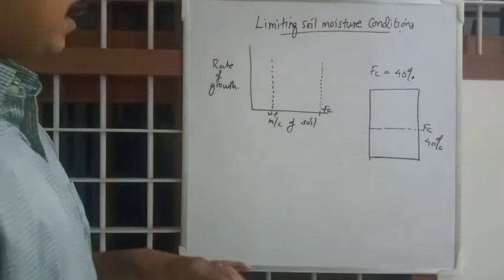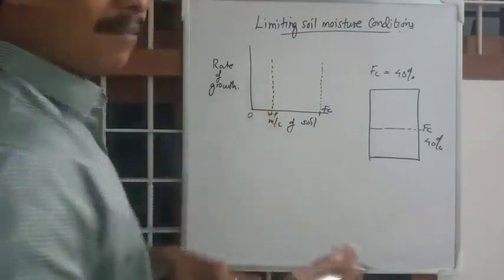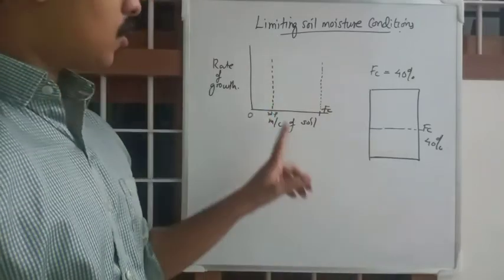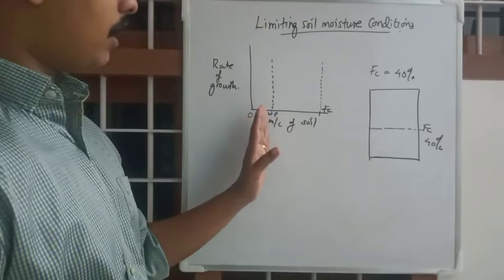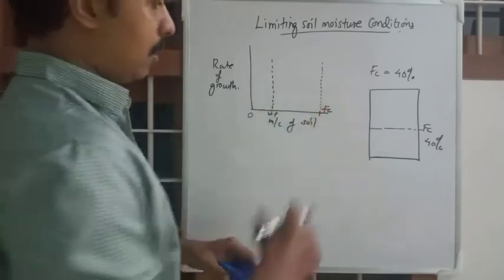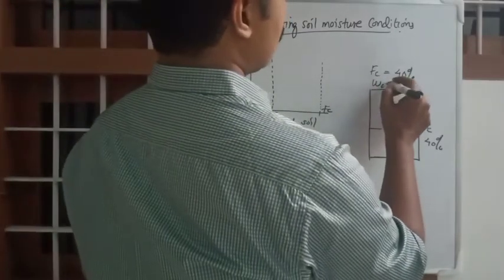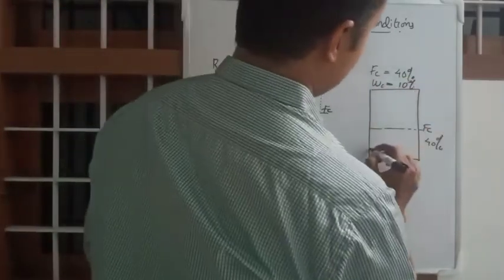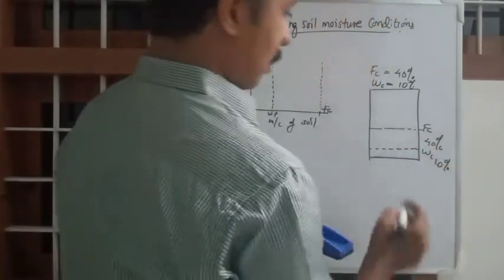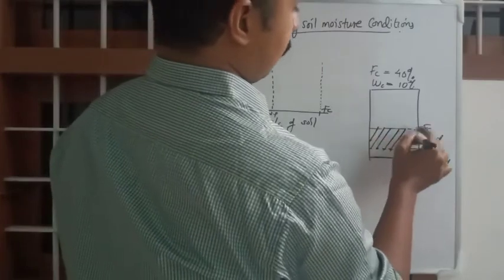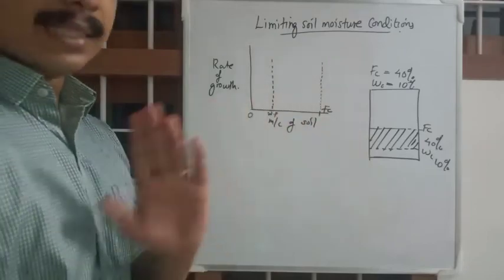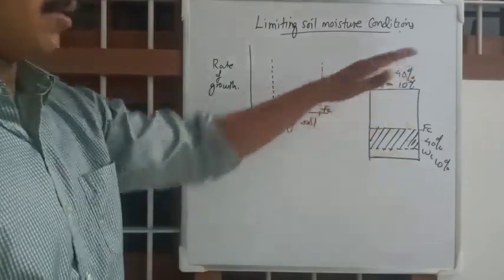From below that, the plant may wilt off, the plant may die, permanent wilting or ultimate wilting. From this point irrigation starts, and at field capacity irrigation ends. If suppose the wilting point is 10%, this portion of water only will be taken up by the plants. That's it. Nothing below, nothing over that.